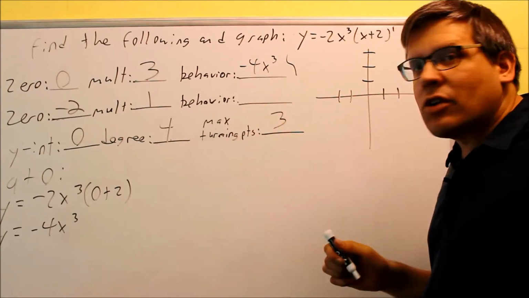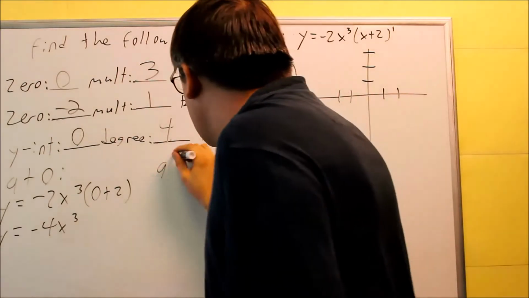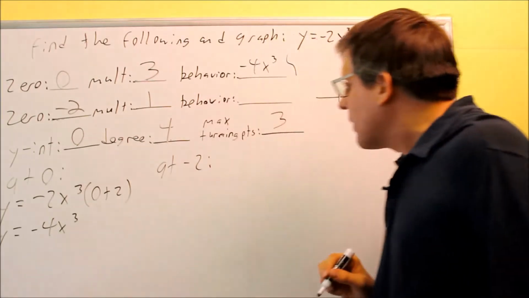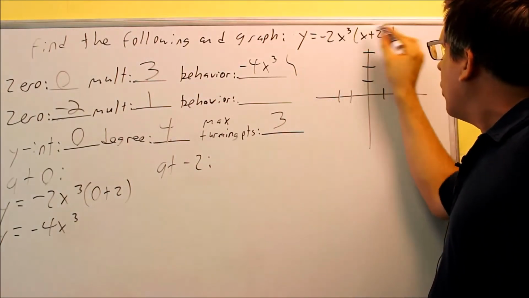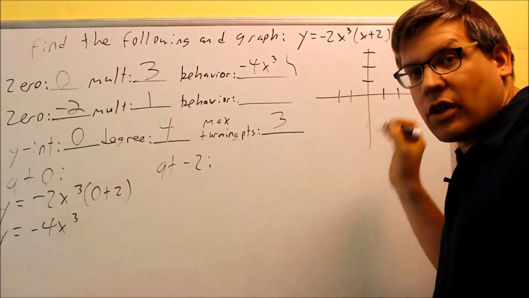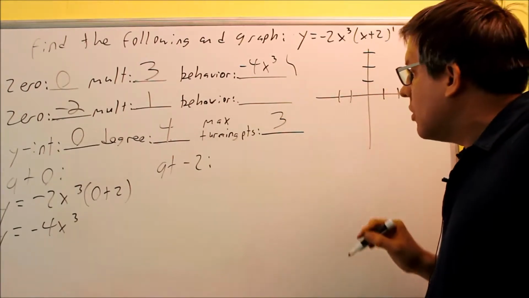Next, I want to find the behavior at negative 2. So at negative 2 is going to go into the first one, but I don't want to put negative 2 in this one because otherwise the whole thing's going to cancel out and I'll get a 0.